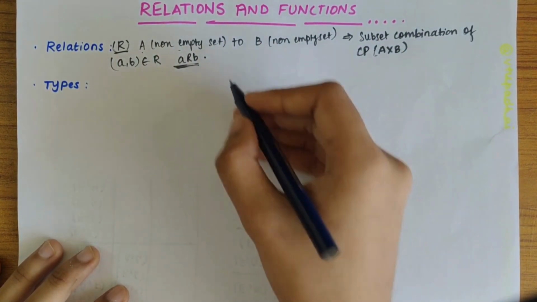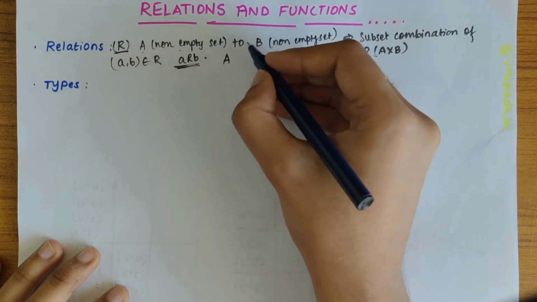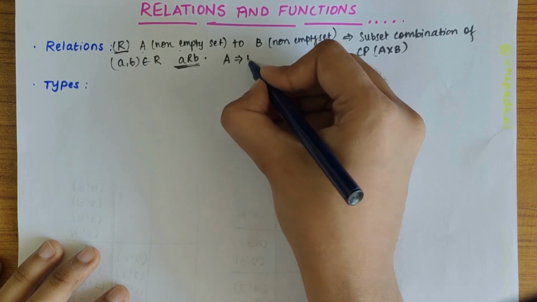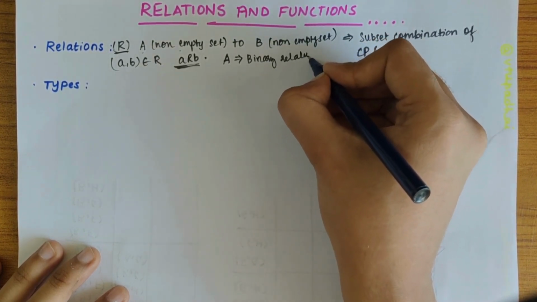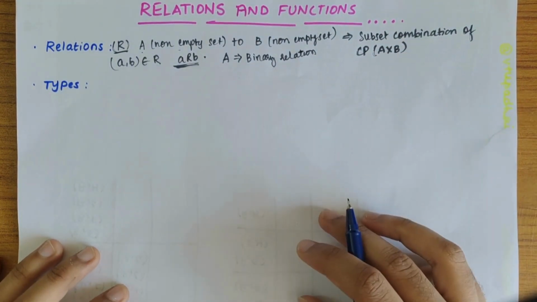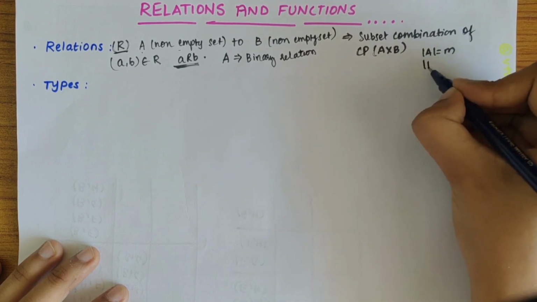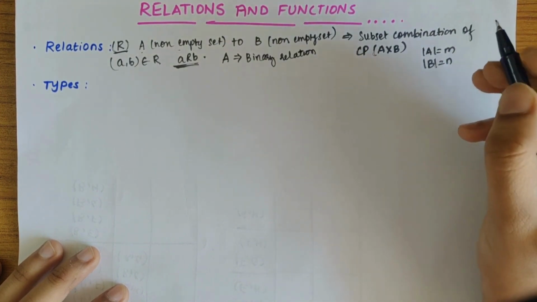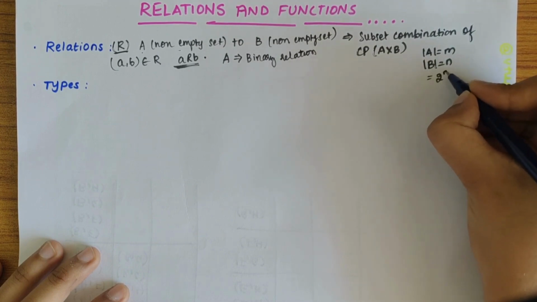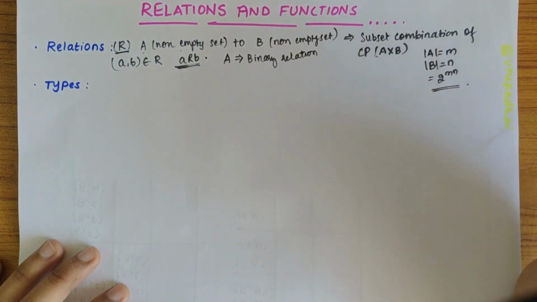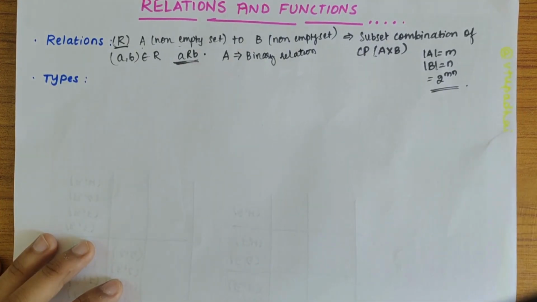If there's a relation from A to B, then we refer to it as a binary relation. And one more thing: suppose A has m elements and B has n elements, then the total number of relations from A to B can be written as 2 power mn. Moving on to the types of relations now.